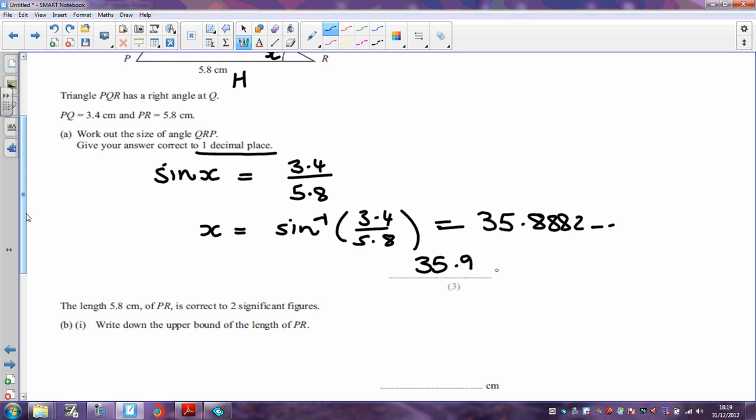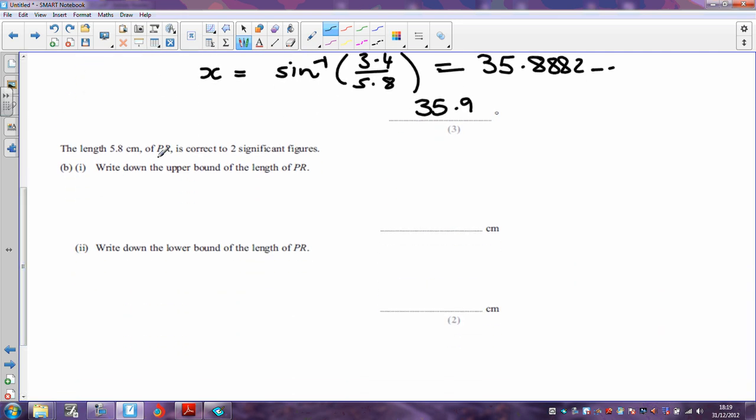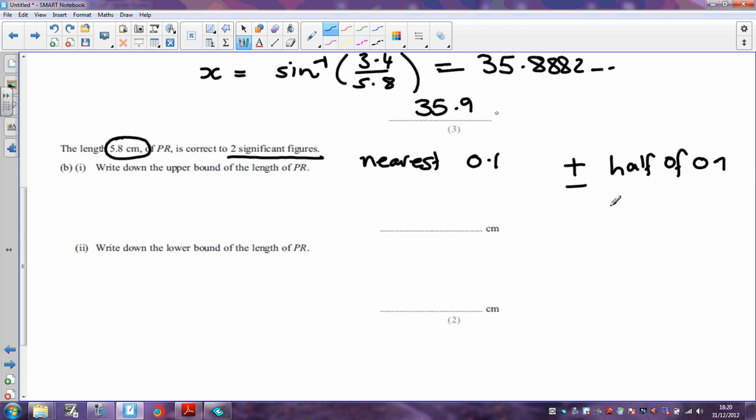Okay, if we now look at the next part of the question, this is just a very simple upper and lower bound question. PR, the length is 5.8 centimetres to two significant figures. Now in this case, two significant figures is exactly the same as to one decimal place. And because we're rounding to one decimal place, in other words, to the nearest tenth or to the nearest 0.1, when we're working out our upper and lower bounds, we have to add and subtract half of, in other words, half of 0.1. Half of 0.1, easy enough to find, it's actually just 0.05.